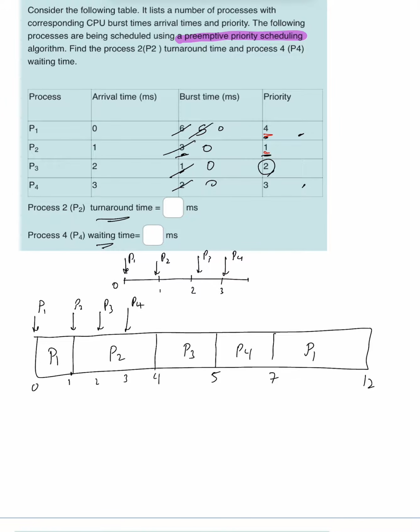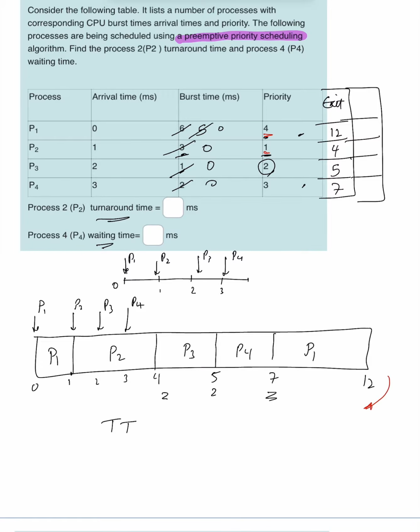Now the next step is to complete the table. The next column I need to add to this table is exit time. It's very important to know at what millisecond which process leaves the CPU. For this purpose, I always start from right to left because it helps me to identify the processes and their leaving time. So P1 leaves at millisecond 12, P4 leaves at millisecond 7, P3 leaves at millisecond 5, and P2 leaves at millisecond 4. The next column is turnaround time.